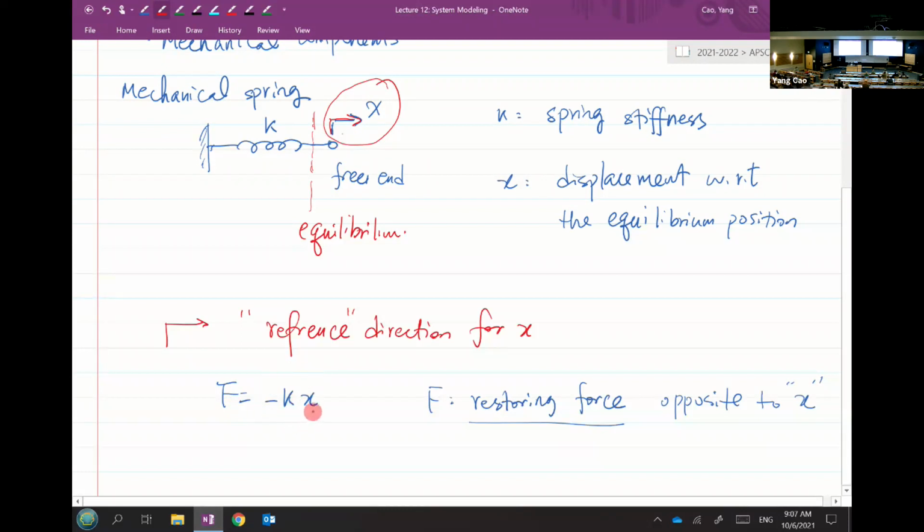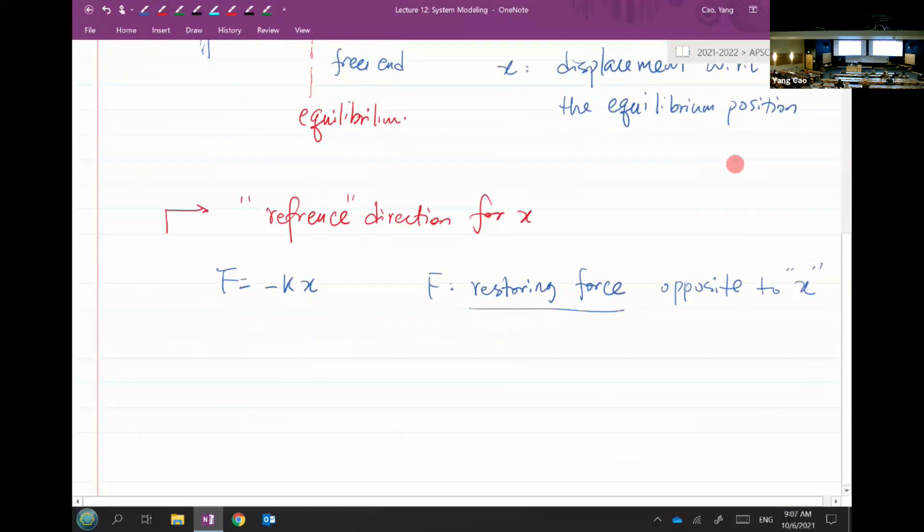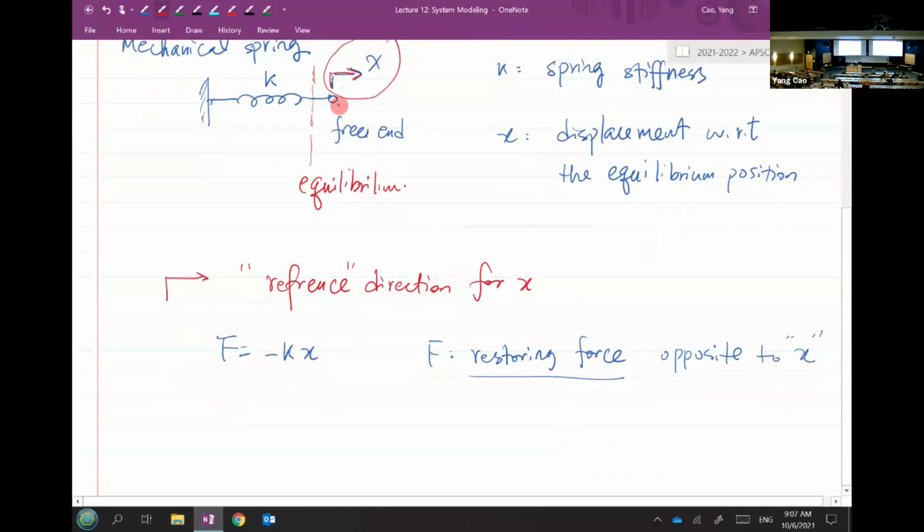So if you have a positive x, then the negative sign means the force exerted is in the opposite direction of x. We'll see that when we draw a free body diagram later. So that's a simple case, when you have just one end free and one end fixed.